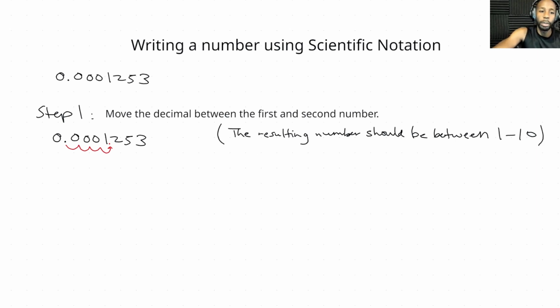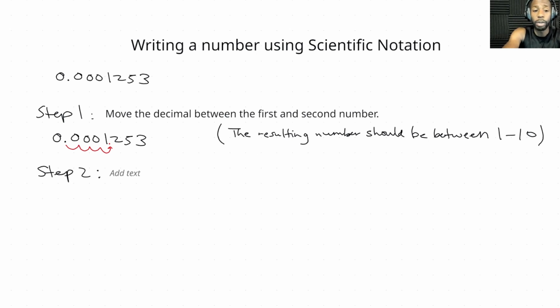All right. Step number two. This step is to count the number of spots you moved the decimal. And this will be the exponent.